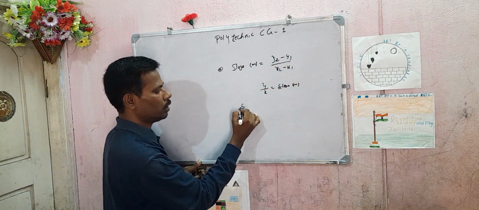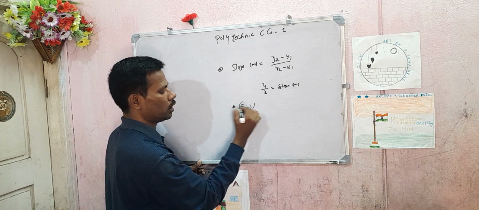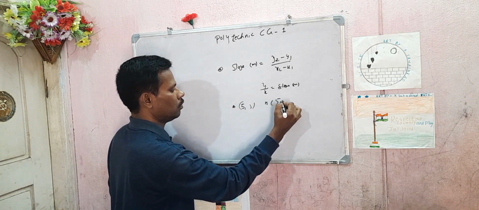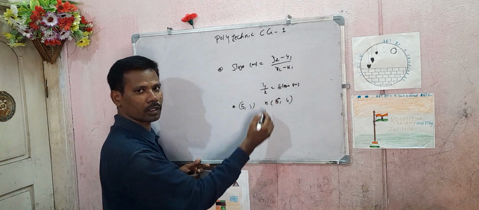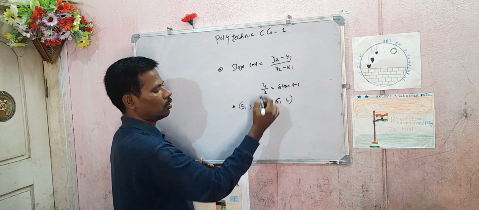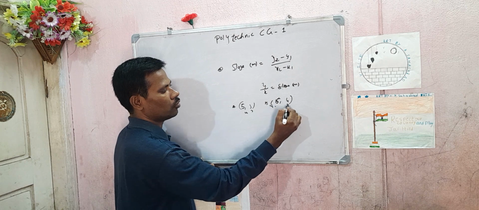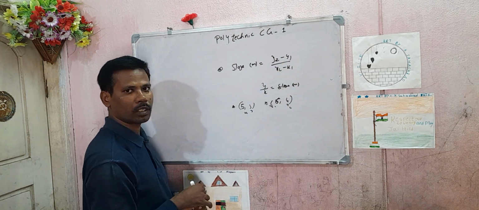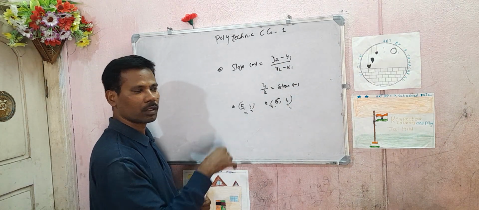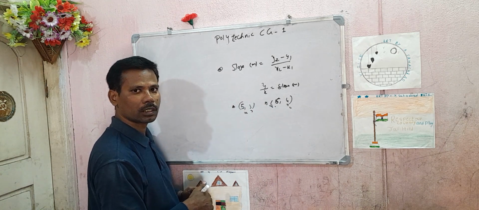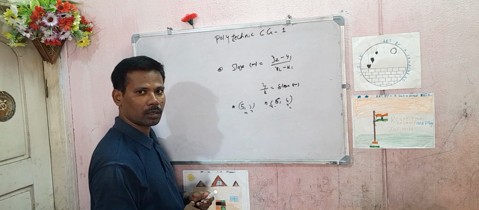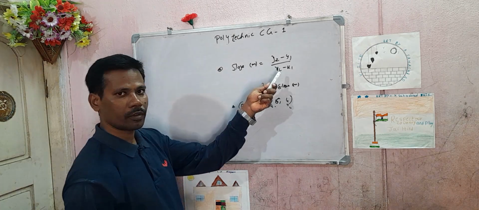How will the formula be used? They will give two coordinates like this, a, b, some 6, 4. What is the slope of this one? You need to apply this x1, y1, x2, y2. Apply this formula, you will get the slope. Means some constant, some number, some constant ratio you will get, like earlier examples. So this is another formula.